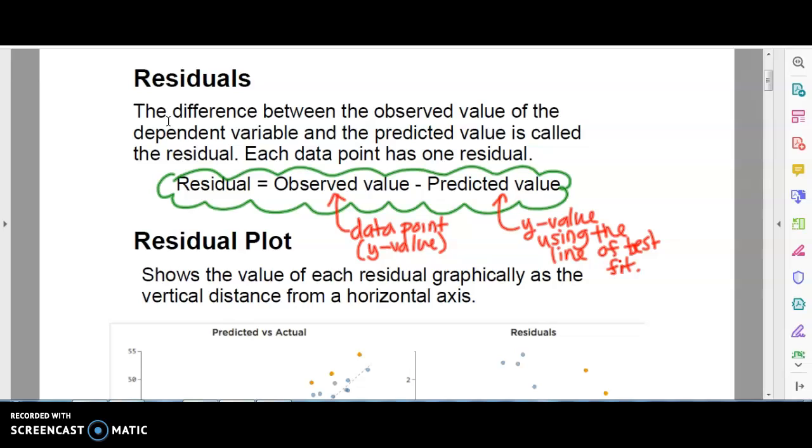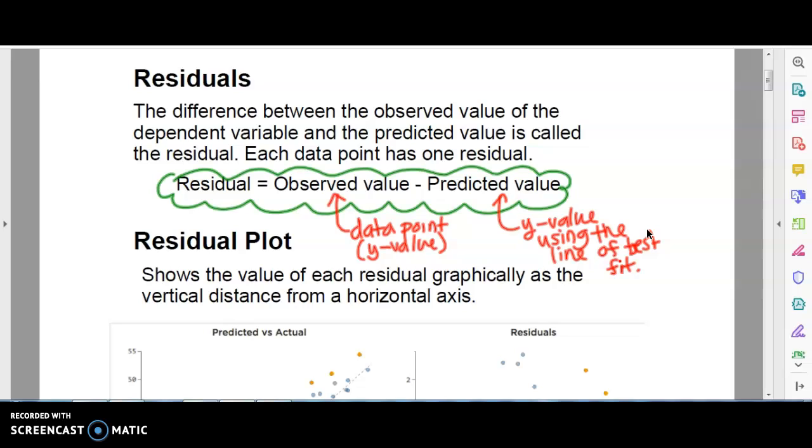So how do we calculate the number value for our residual? You can see it here in the green bubble. Residual is equal to the observed value minus the predicted value. The observed value is the actual data point itself, the Y value that you have in your table or in your data, however it's presented. And from that value, you subtract the predicted value. The predicted value is the Y value that you would get using the line of best fit.